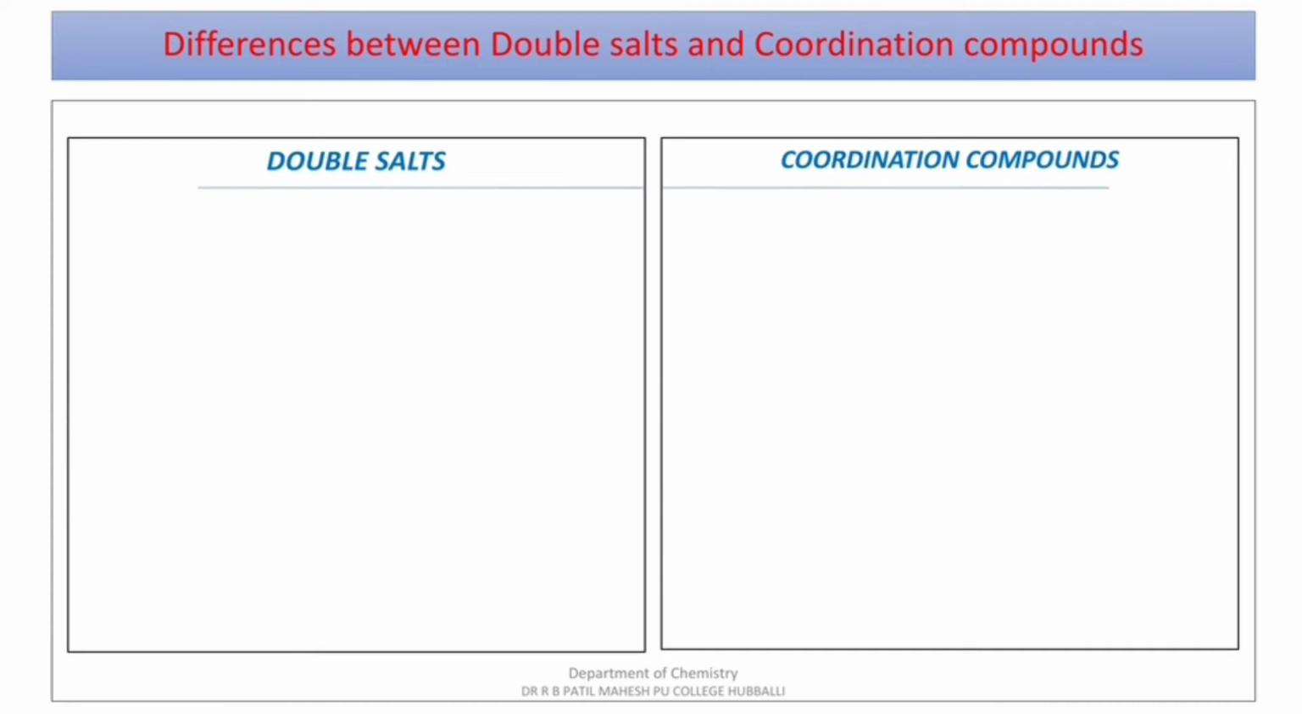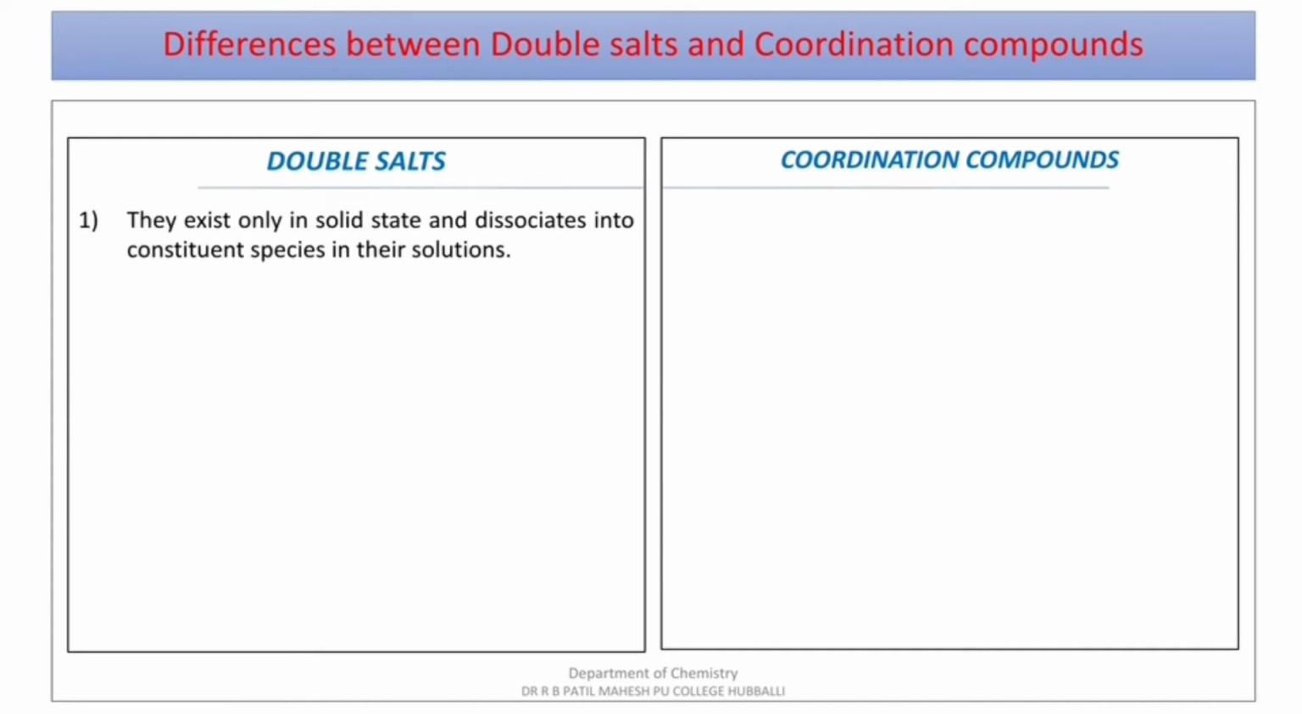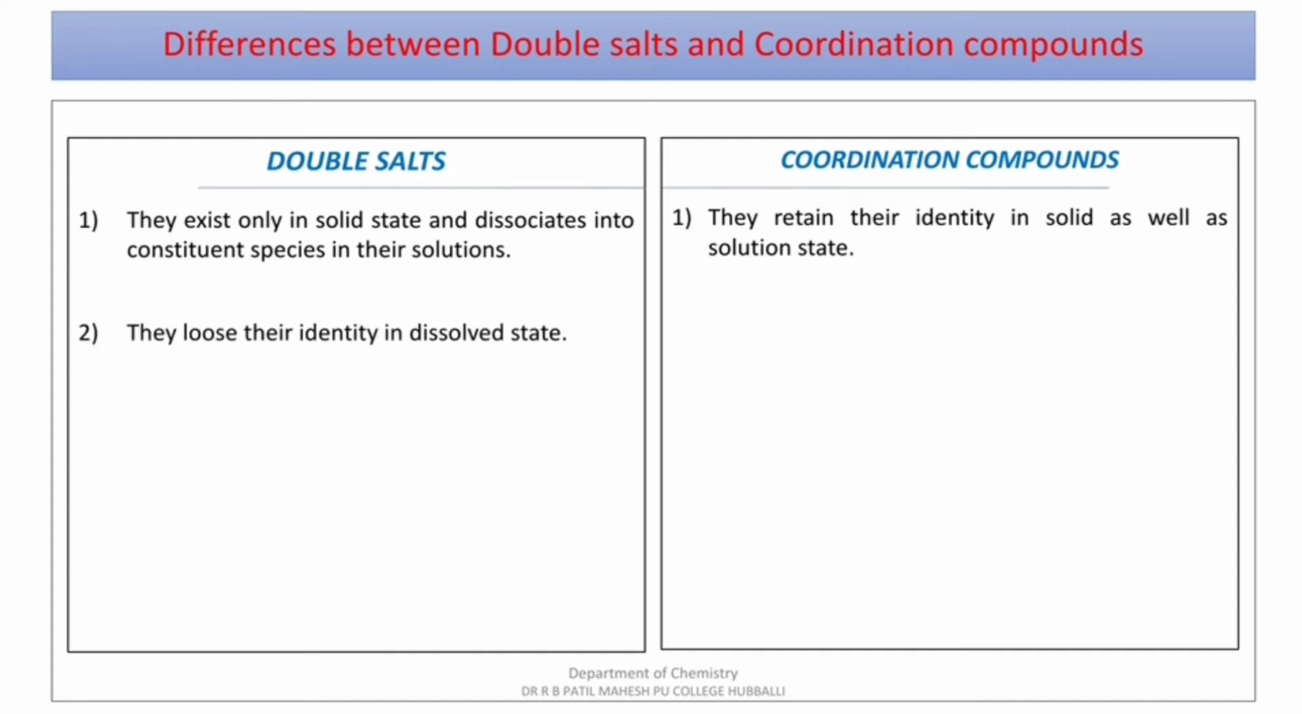Moving to the differences between double salt and coordination compounds. First one, double salts exist only in the solid state and dissociate into constituent species in their solution, whereas coordination compounds retain their identity in solid as well as solution state. Second one, double salts lose their identity in dissolved state, whereas coordination compounds do not lose their identity in dissolved state because they form complex cation or complex anion.